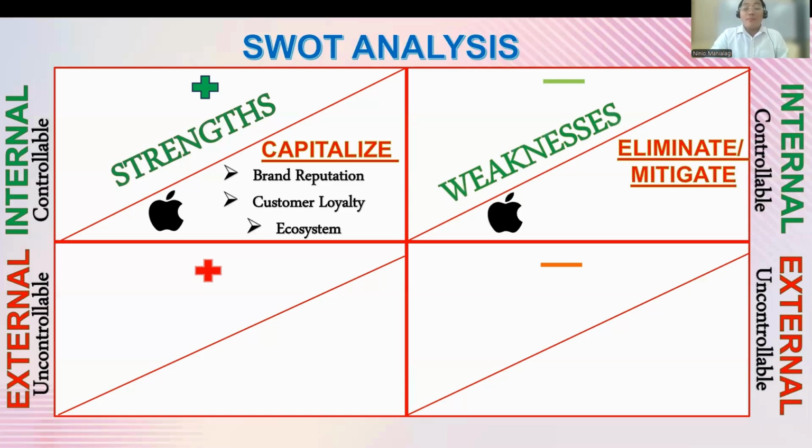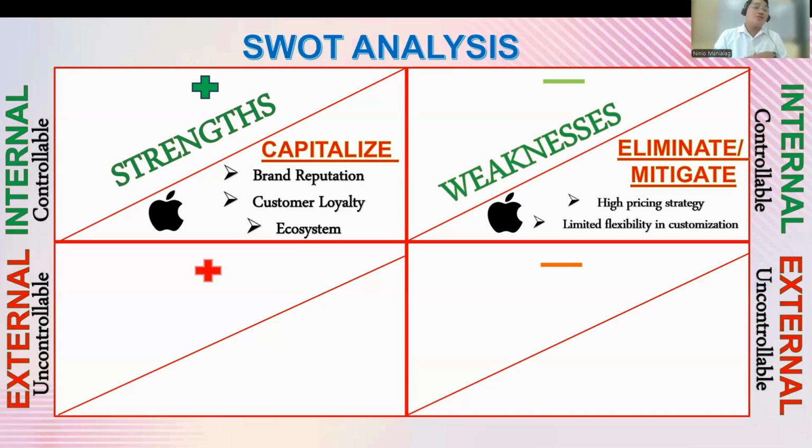Now, an example from Apple Incorporated: one of Apple's weaknesses is its high pricing strategy. Apple's products are often significantly more expensive than competitors', which limits its market to higher income consumers. Another weakness is the limited flexibility in customization, as Apple products are typically not customizable, which can alienate certain customer segments.